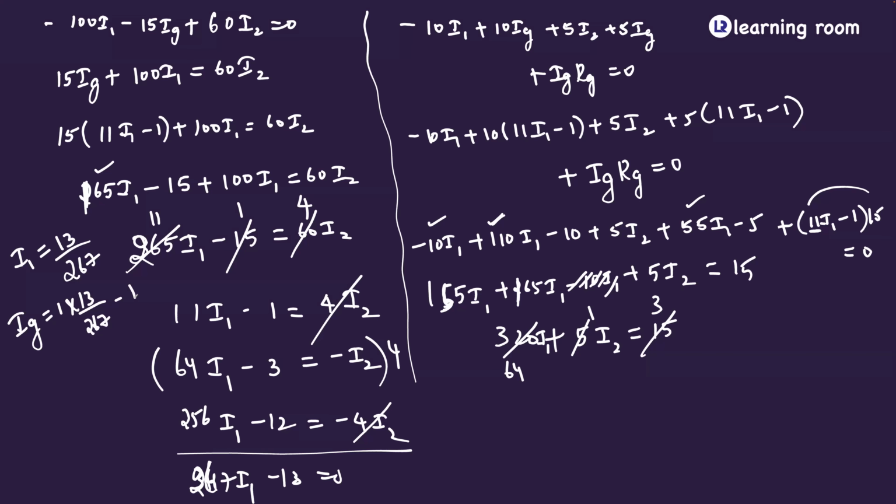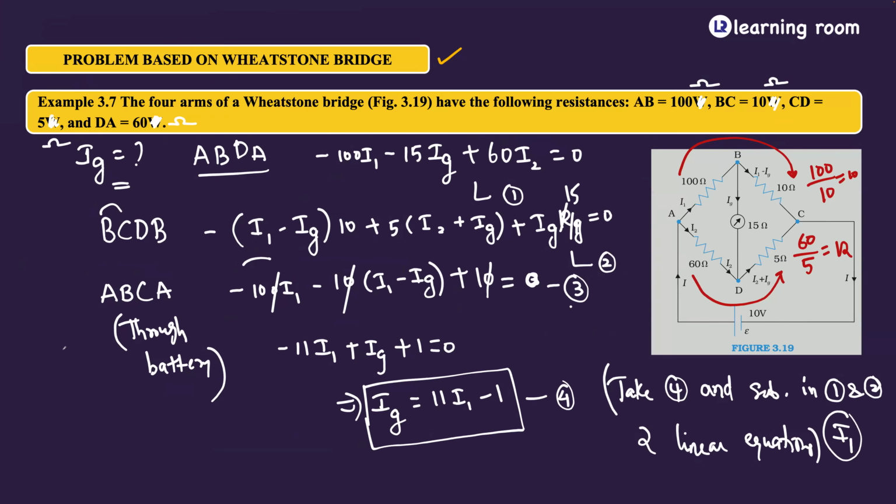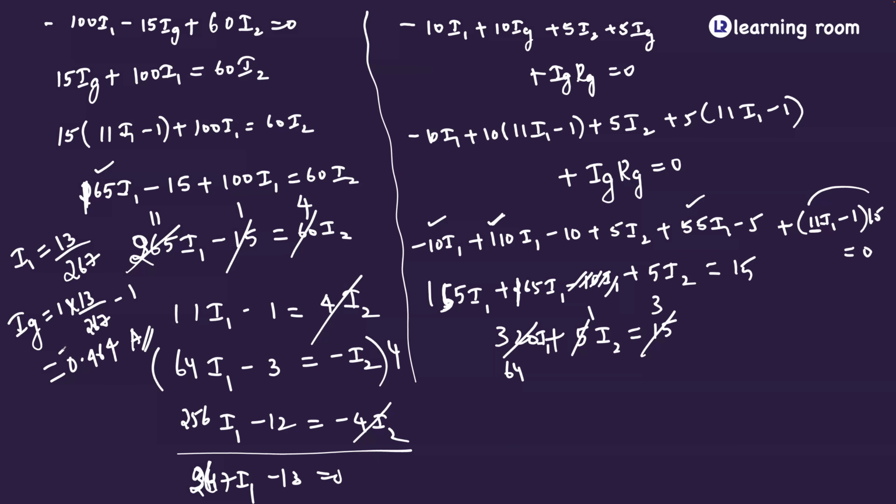So how much is the answer coming to? 11 into 13 is 143 minus 267 is 124 divided by 267. So the answer is coming out to be 0.464 ampere, but you will get a minus sign. Here, the meaning of minus sign is that the current direction that we assumed is wrong. Actually, the current in the galvanometer is flowing from D to B, not from B to D. Okay. So the answer is 0.464 ampere.